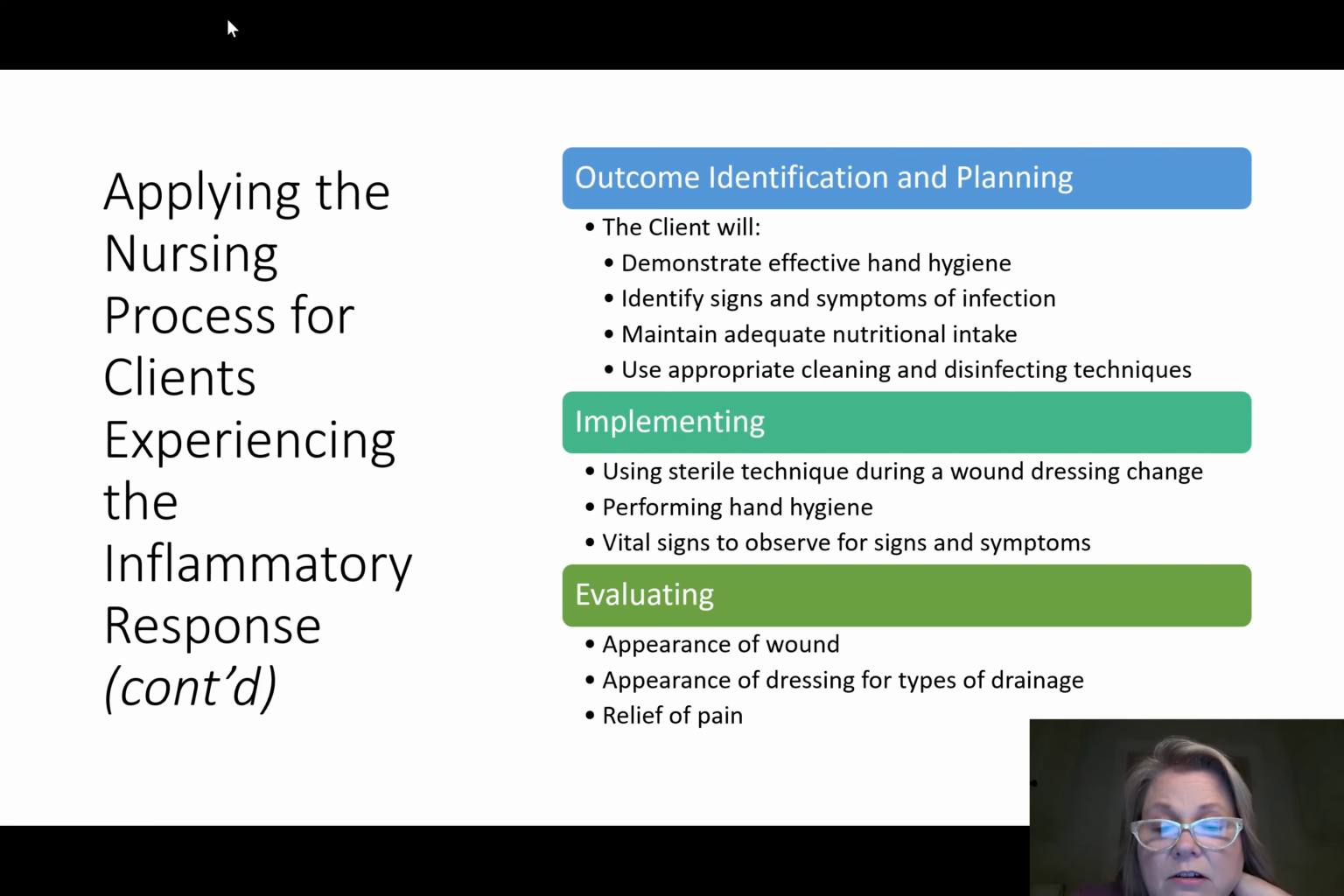Under evaluating, the appearance of the wound, the appearance of the dressing for types of drainage. Remember, we talked about the serous, the serosanguinous, the purulent. Kind of see what that drainage looks like. And another thing when you're going into your dressings that you'll learn is you may make a mark, like if it's starting to have some drainage on the outside, not on the inside where you're putting it against the skin, but on the outside of it. I've taken a pen and marked the outside of the dressing to see how much further it's going out so that I can determine if it's bleeding or not, or if it's having more drainage coming.